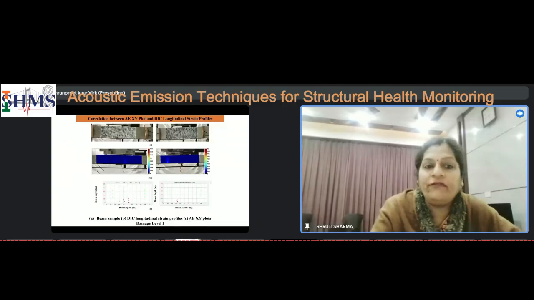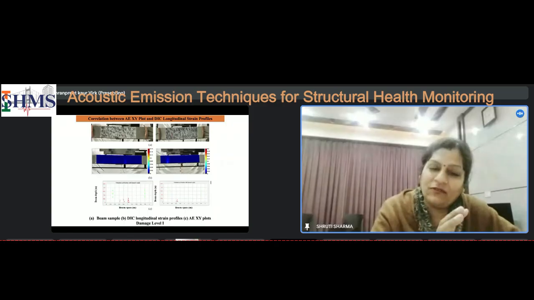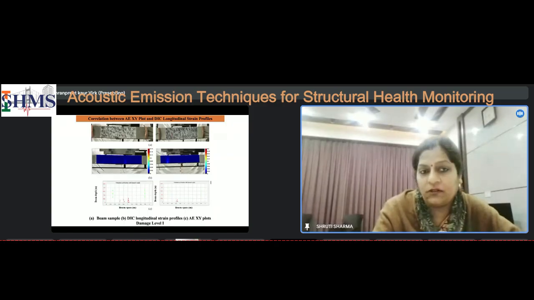These are the last three slides, which show a comparison of some normally utilized techniques. Visually, what we see is stage 1, level 1. We are well into the elastic stage of the beam. The second picture shows the digital image correlation plot. It's a longitudinal strain profile. And the third picture shows the AE activity.